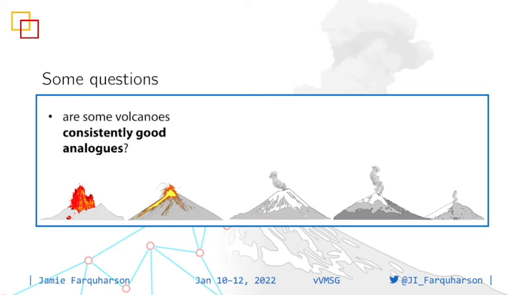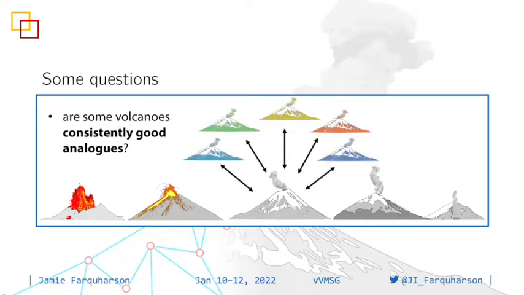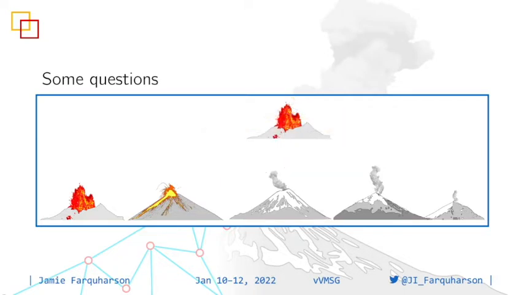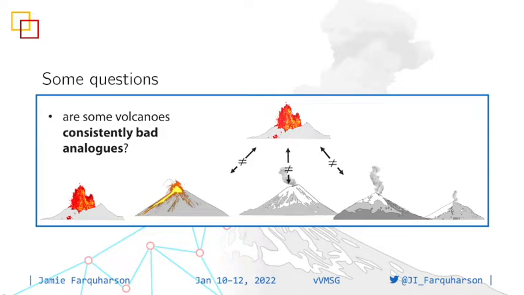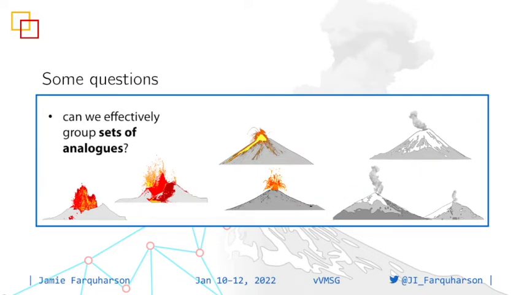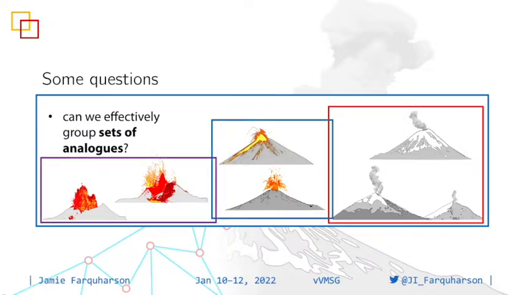First, are some volcanoes consistently good analogues? By which I mean, are there certain volcanoes that can act as a general archetype for certain tectonic setting, a certain eruptive style, and so on? The flip side of this is, are some volcanoes consistently bad analogues? Are there some weirdo volcanoes out there that can't be compared well with any other systems? And thirdly, can we effectively and hopefully quantifiably group sets of analogues, such that any volcano in the group would serve as a suitable analogue for any other volcano within the same group?